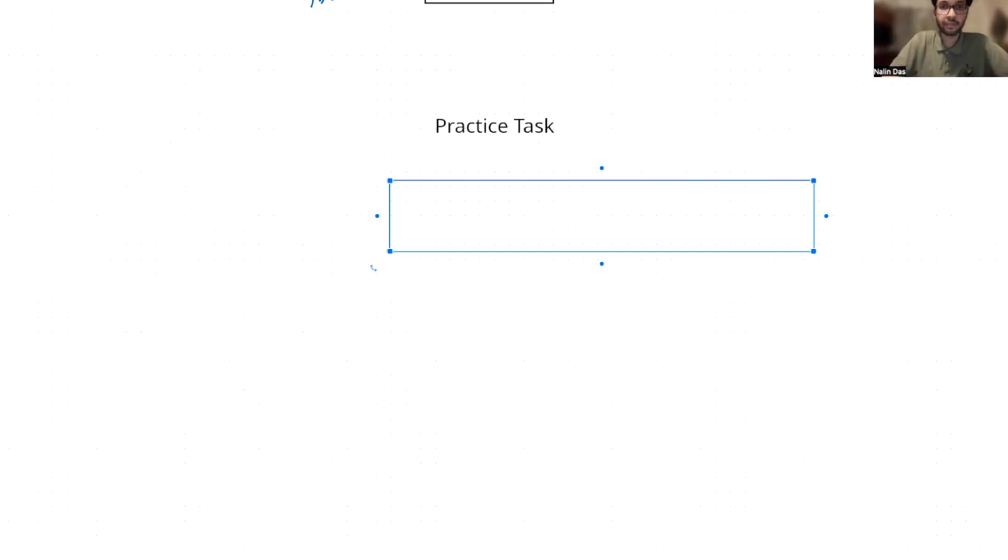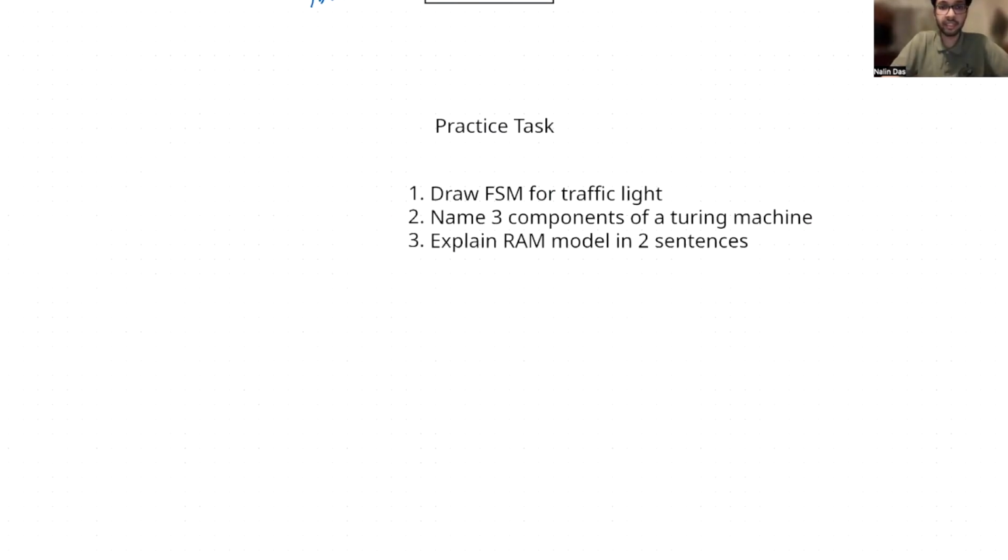So a practice task for you guys is these 3 tasks. First, draw an FSM for a traffic light. Next would be to name 3 components of a Turing machine. And the third task is to explain a RAM model in 2 sentences.